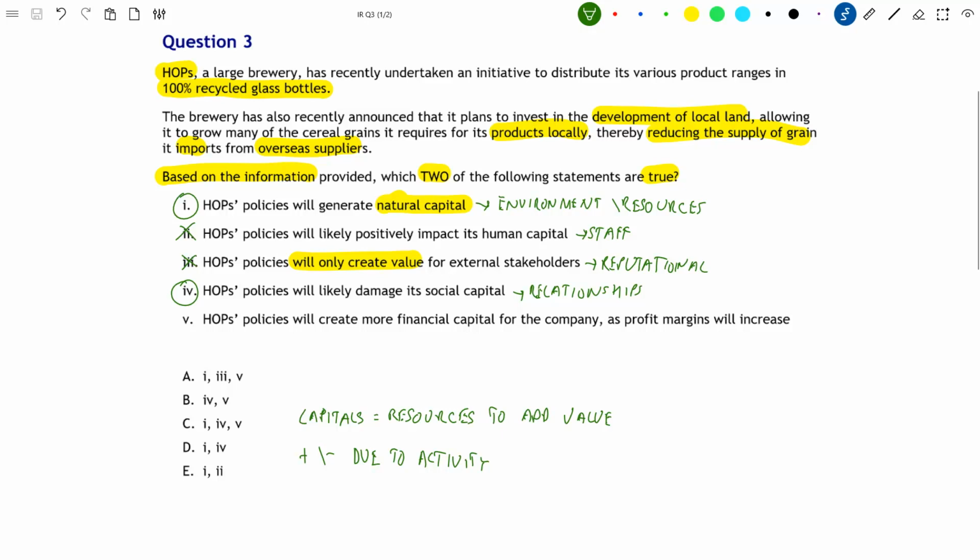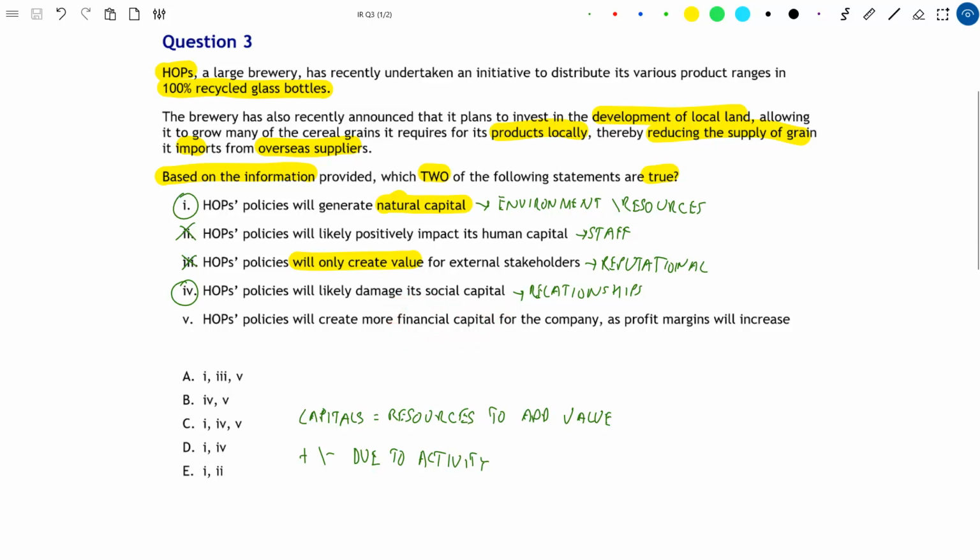Finally, our last answer option states that Hobbes's policies will create more financial capital for the company as its profit margins will increase as a result of these ventures. Now, as we've talked about a few times, yes, the business may enjoy things like reputational upgrades. Its reputation may improve as a result of these policies, and this may indirectly then create more financial capital. It may indirectly benefit the business financially.